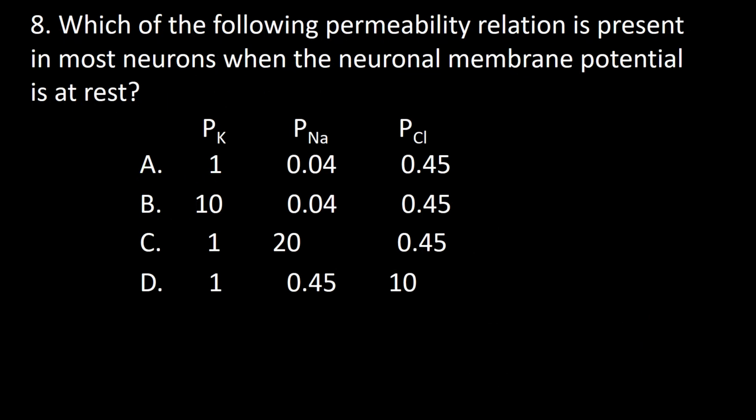Next question. Which of the following permeability relations is present in most neurons when the neuronal membrane potential is at rest? A. Potassium 1, sodium 0.04, chloride 0.45. B. Potassium 10, sodium 0.04, chloride 0.45. C. Potassium 1, sodium 20, chloride 0.45. D. Potassium 1, sodium 0.45, chloride 10.